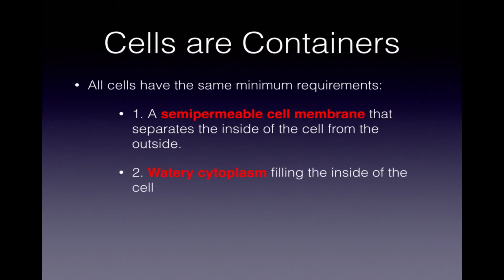The second thing all cells need to have is a cytoplasm filling the inside of the cell. Now the cytoplasm is made up mostly of water, so we can say it's a watery or aqueous cytoplasm. You may have seen this word already. Anytime you see something that is said to be aqueous, that means it's mostly water.